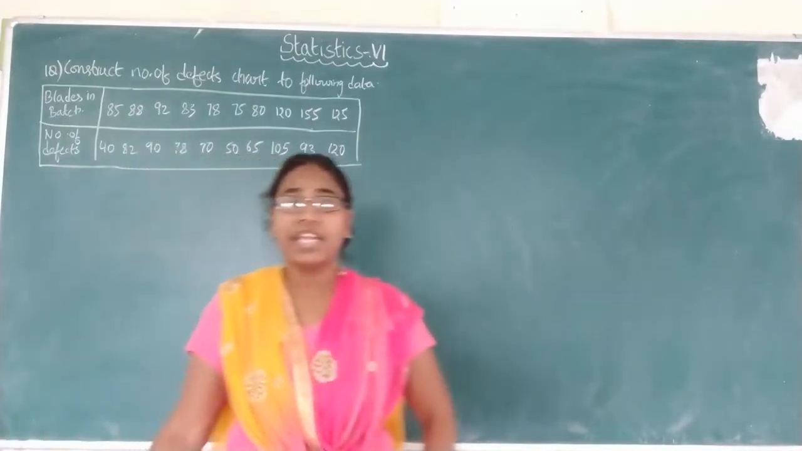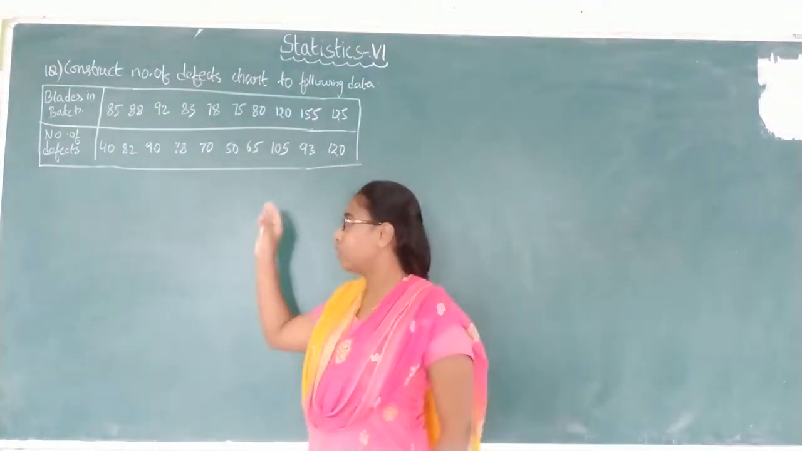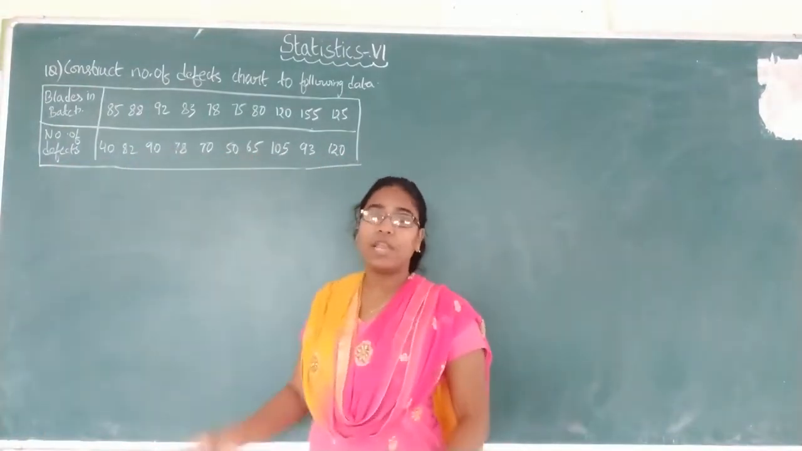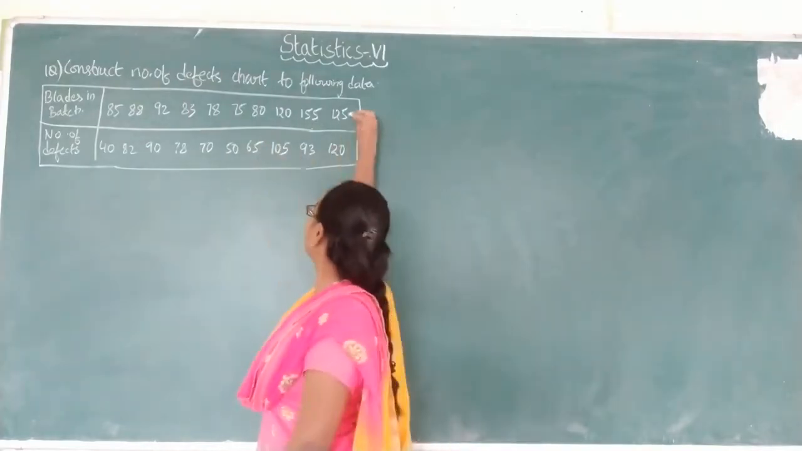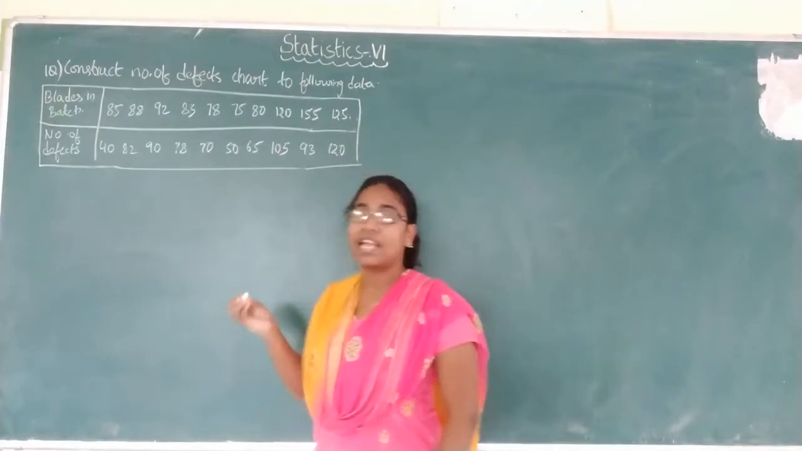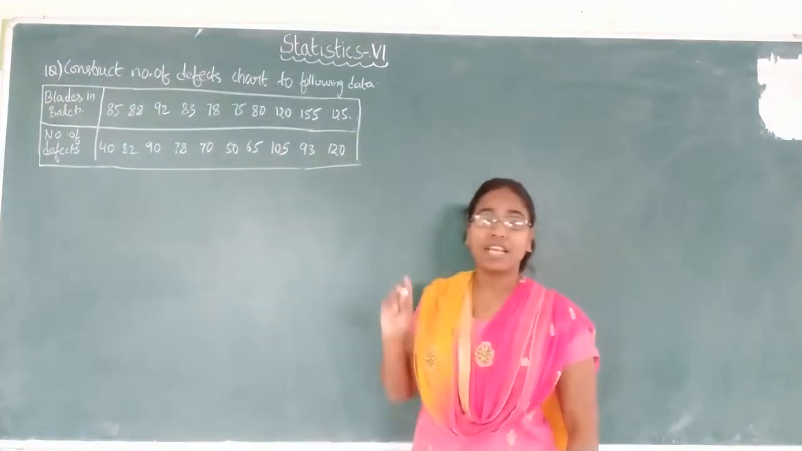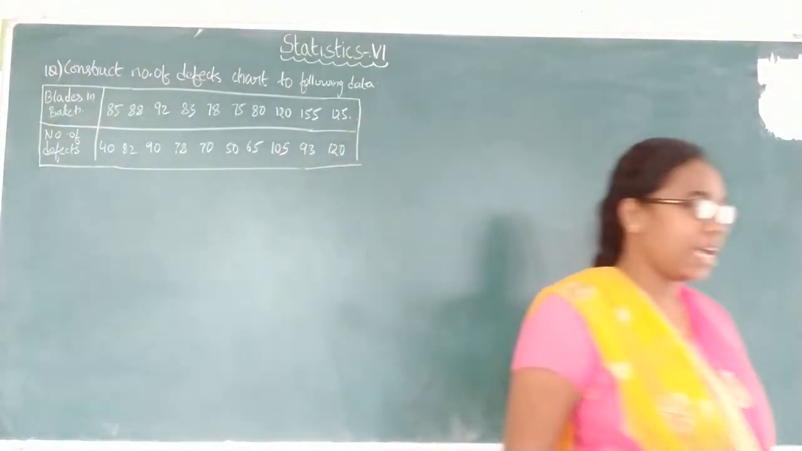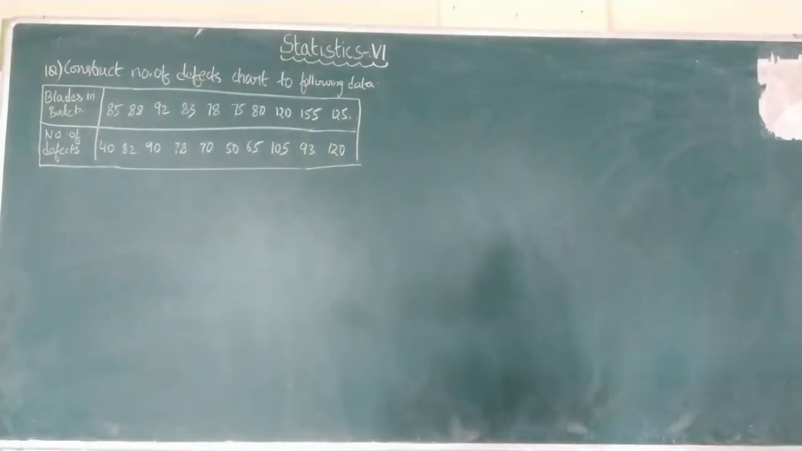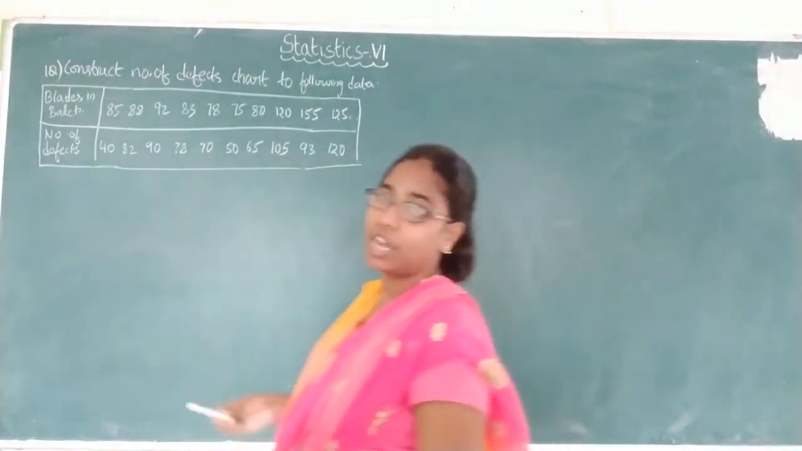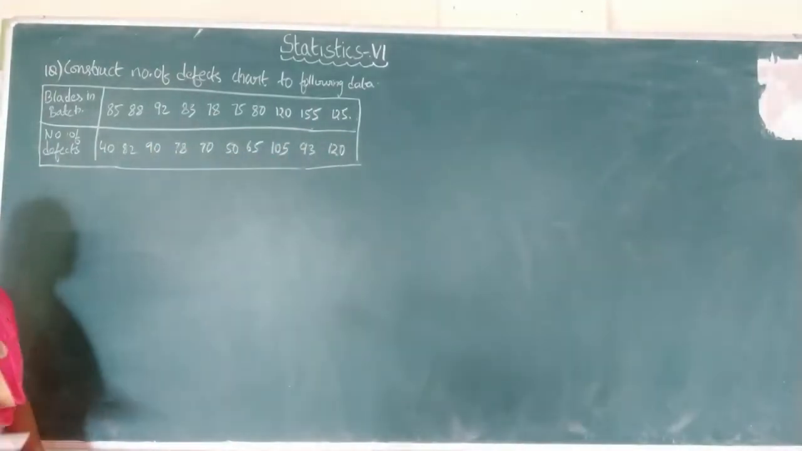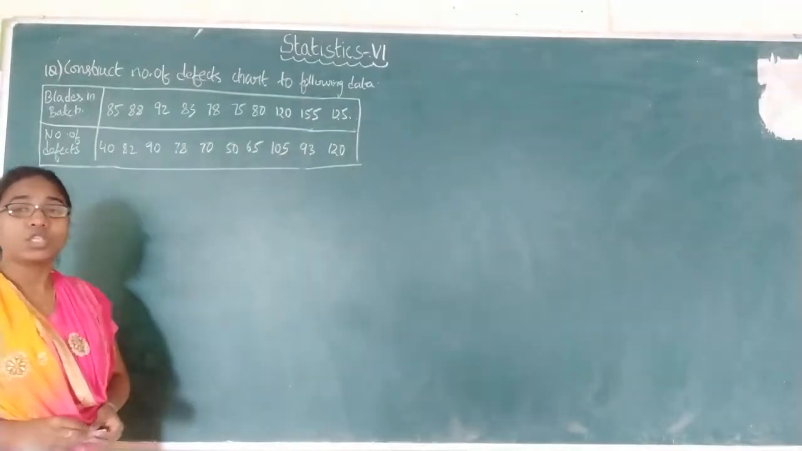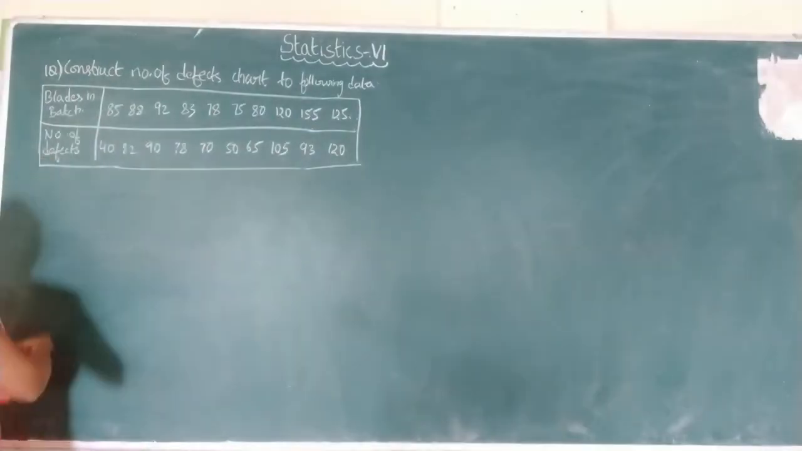Here they took a product, that is blades. Blades in a batch indicates the sample size, and the number of defects are given, that is the Ci values. Different sample sizes means you have to construct the U chart. It is a C chart with varying sample sizes, so you have to construct the U chart here.